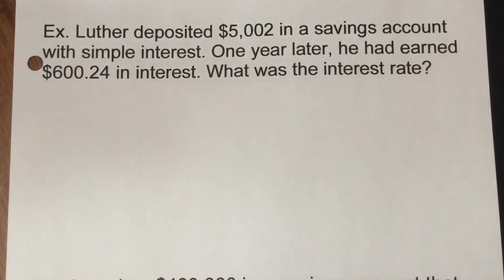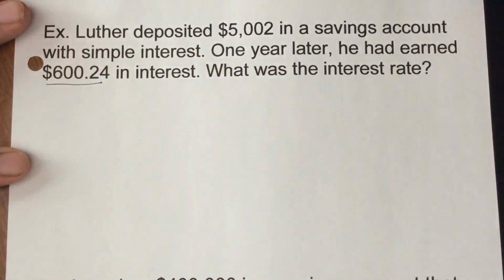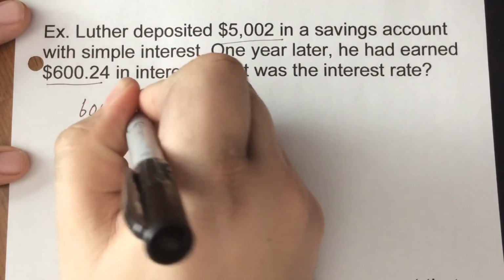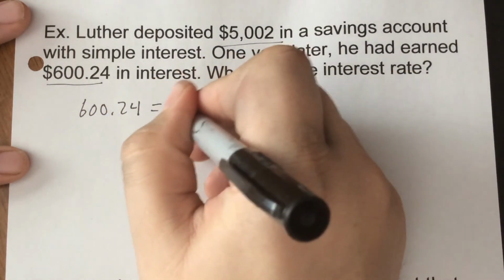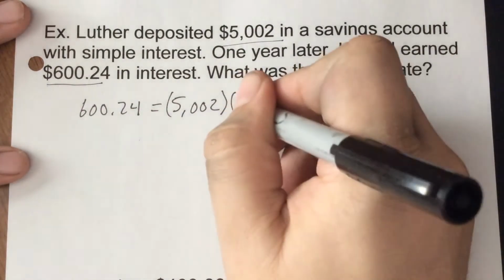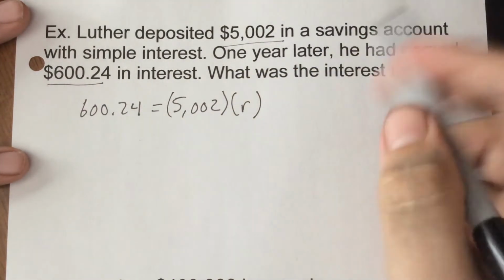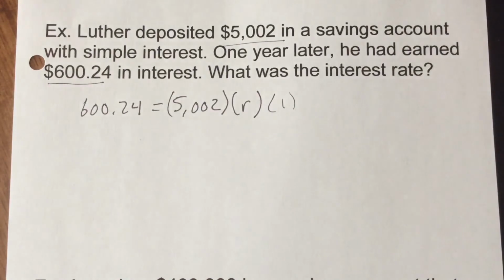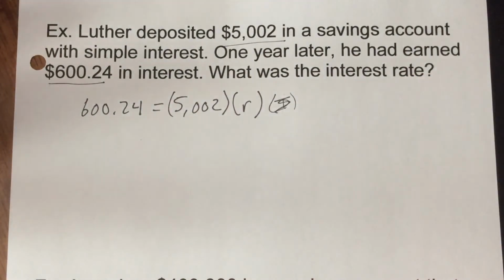So with this, we can work backwards just like we were with finding the percent before when we were doing the sales tax and all that. So this here is going to be your interest amount. This is your principal. So we're going to start with 600.24 equaling the 5,002. We don't know our rate, so we're going to put an R there. And this is after 1 year, so 1 is our time. Well, 1 times anything is itself. So we're not going to worry about timesing that in because 1 times anything, like I said, is itself.